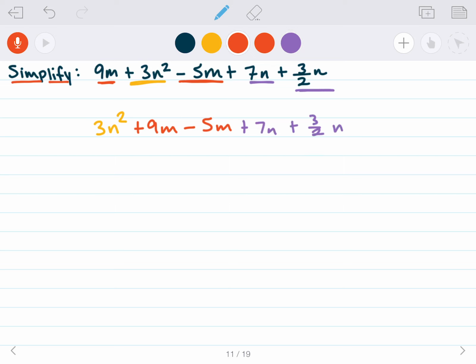Okay, now I can combine. So these guys combine, these guys combine. The yellow just comes straight down because he doesn't have a partner. 9m minus 5m is going to be 4m, and it's going to be a positive 4m when we do 9 minus 5.